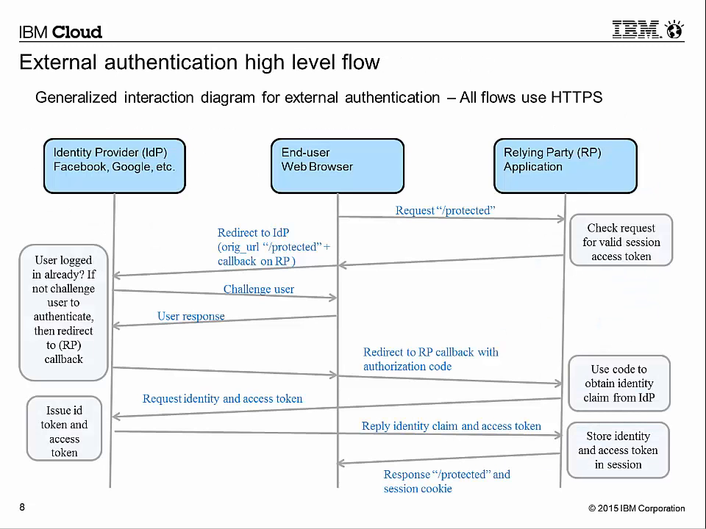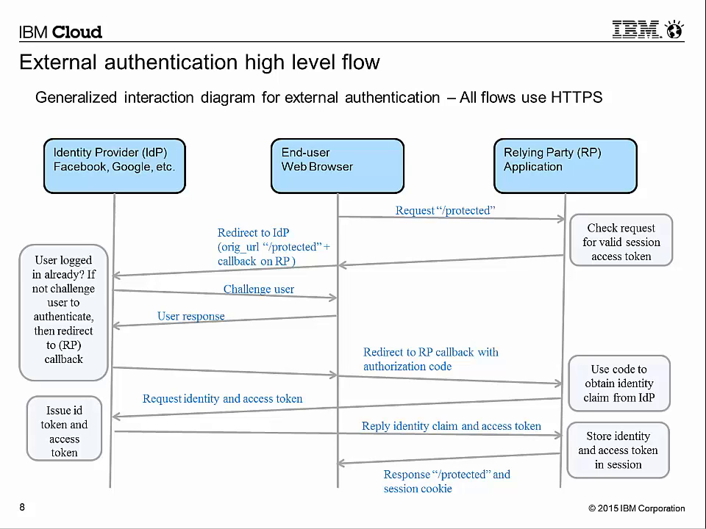Here is a diagram of a simple flow for external authentication when the end user is using a web browser to access an application. In step 1, the browser requests a resource that requires authenticated access. In step 2, the application checks the request for a valid session access token. Finding none, the user is redirected to the external authentication service. In step 3, the identity provider checks to see if the user is already signed in.